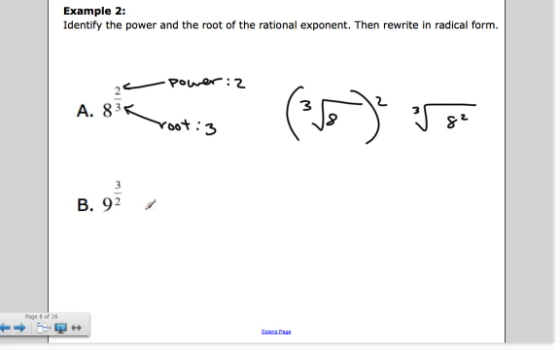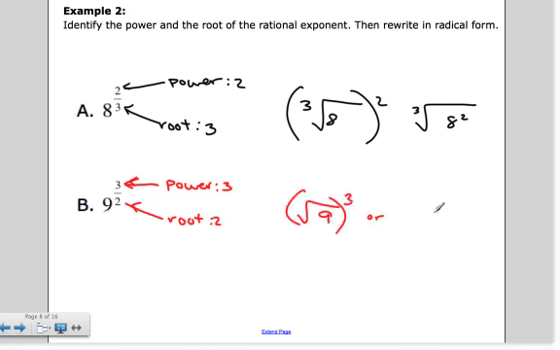All right, let's try this one. Which one's the power? Well, if you said 3 is the power, you were right. So the power is 3. The root is 2. So I want the square root of 9 raised to the third power, or 9 cubed and then square root that.